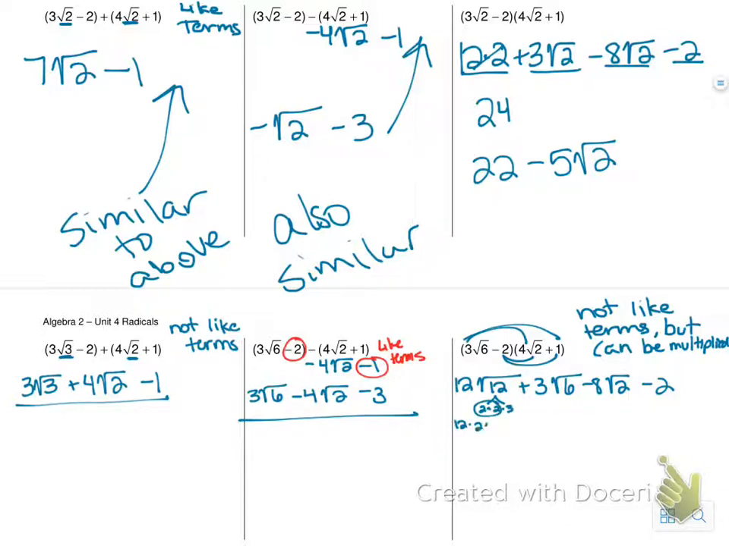2 gets to leave the party. 3 had to stay. 24 square roots of 3 plus 3 square roots of 6 minus 8 square roots of 2 minus 2. No like terms. So I cannot combine any of them.